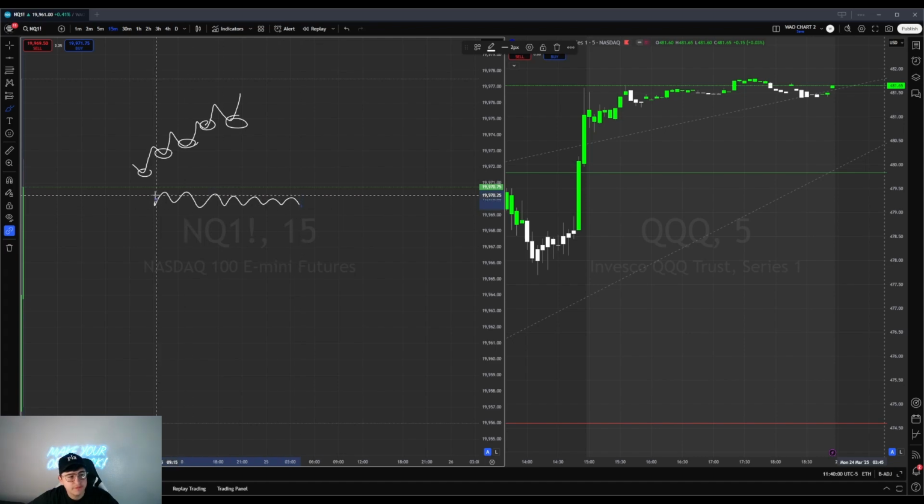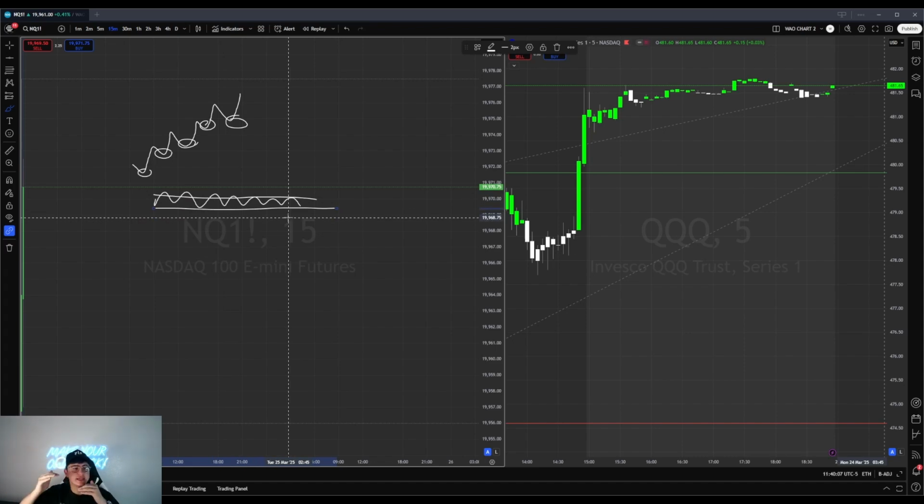Okay? Now, with this, what is this? Consolidation. Okay? Equal highs, equal lows. And this is when I say market moves sideways. Buyers and sellers are on a standstill. They don't want to push the price higher. They don't want to push the price lower. So they're going to go ahead and just trade this sideways.